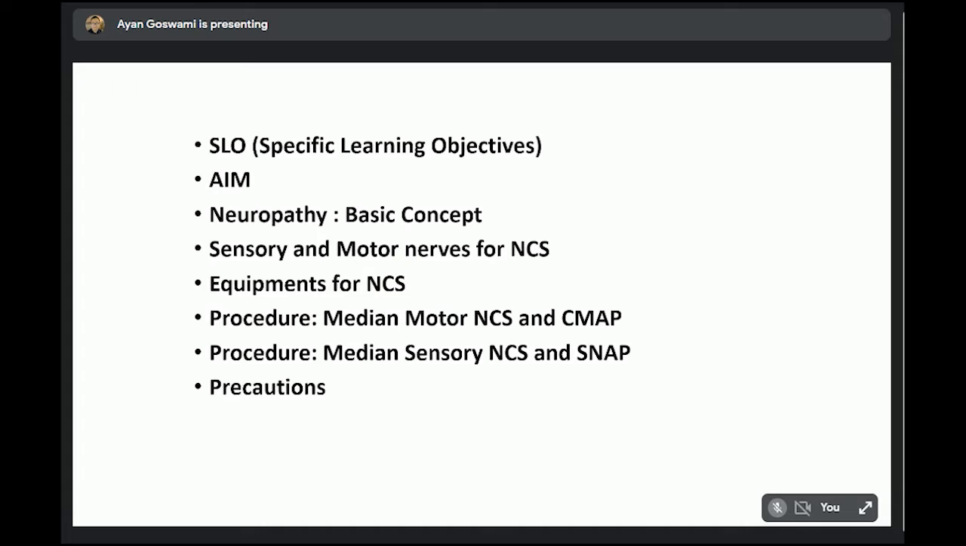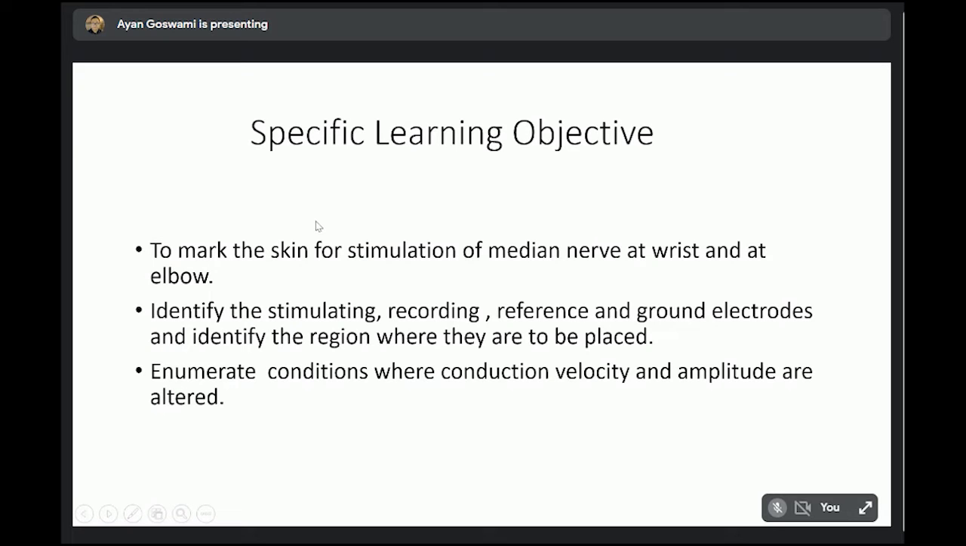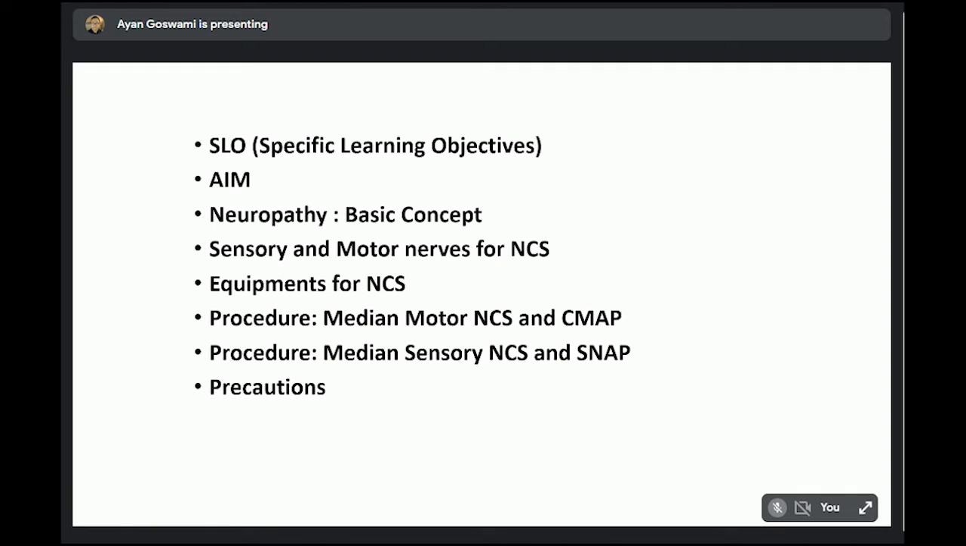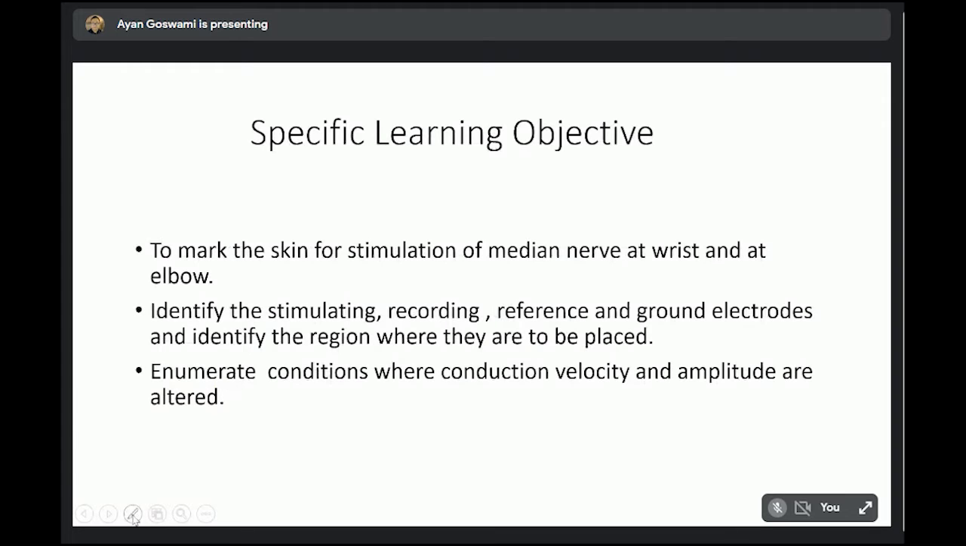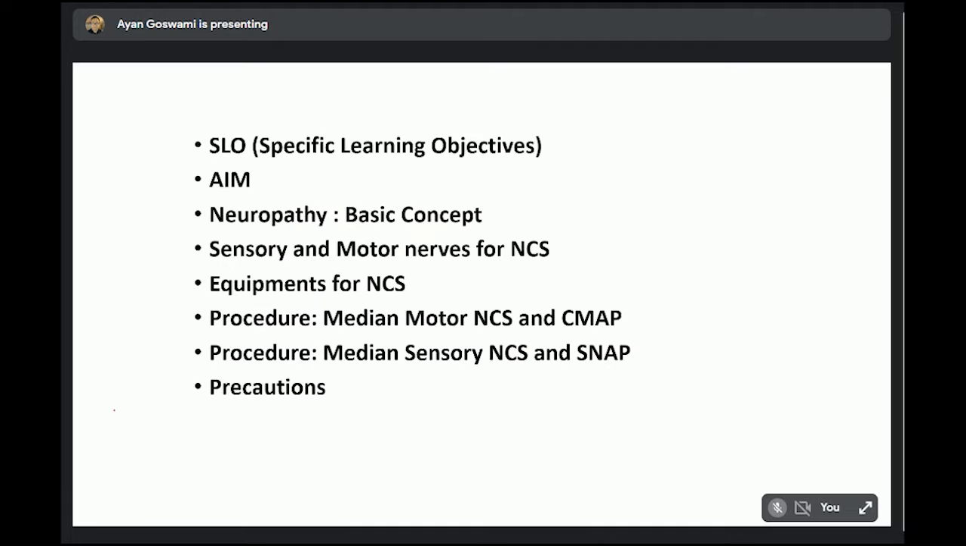So today's discussion we will divide into a few groups. First of all we will discuss the specific learning objective, then the aim of the study, then the basic concept of neuropathy. First you need to know what is neuropathy. Neuropathy is simply defined as damage to a nerve fiber.